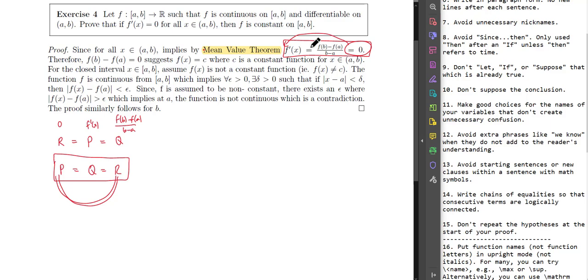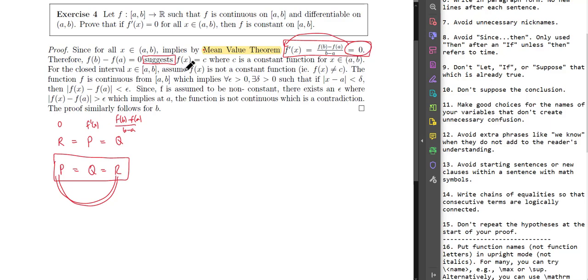Okay, so now let's see if you can actually use this to great effect. You say, therefore, f of b minus f of a is equal to 0. Suggests, well, that's not a word we want to use so much in math proofs. Suggests is like, okay, well, I suggest that you turn in your homework on time. It's not an edict. I'm not saying it has to happen. It's just a suggestion. So we don't want to use that kind of word. You say this suggests f of x equals c for x in (a, b).